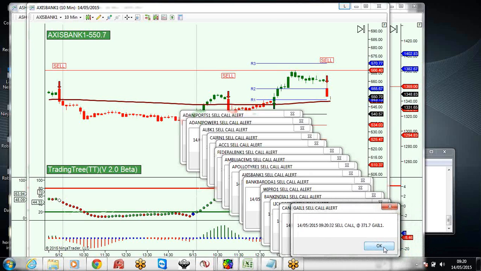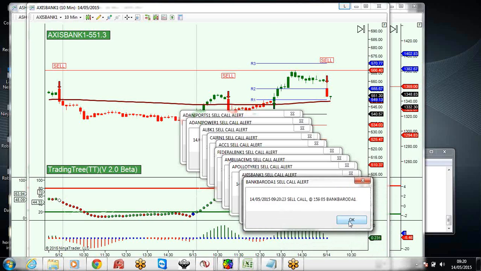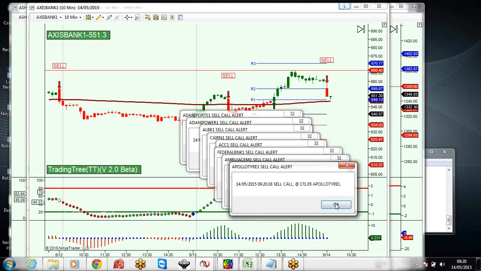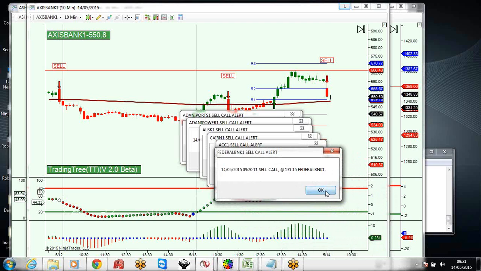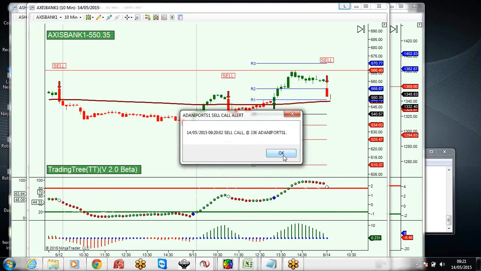So this is something, there is a sell call in PTC1. That will happen in case you open too many charts. So I have opened around 70 or 75 charts. So I have got calls in almost most of them.